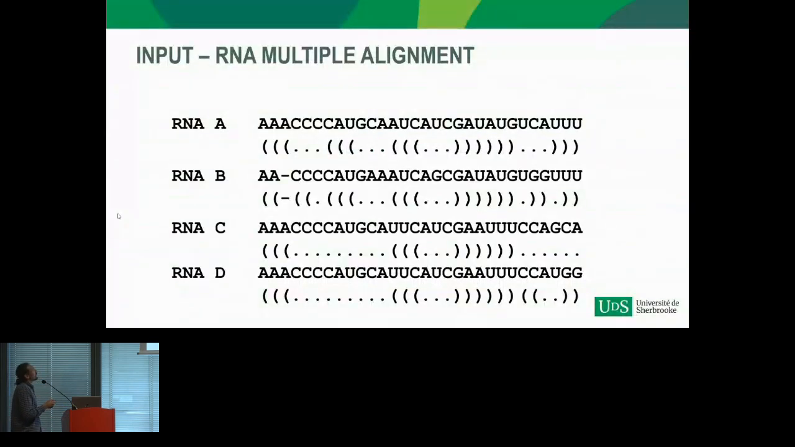First we start with the RNA multiple alignment, where here we have four RNAs, A, B, C, D, with the sequence of the RNA and also the lines that represent the structure. It's in dot-bracket format, where we have opening and closing parentheses that give a pairing between the sequence positions, and so it gives you the folding of the RNA structure.